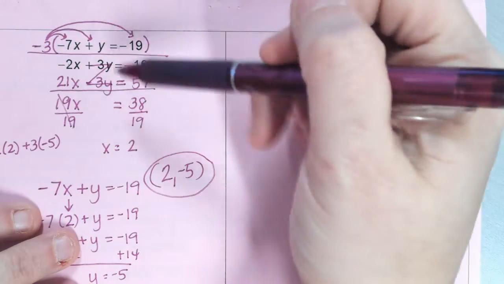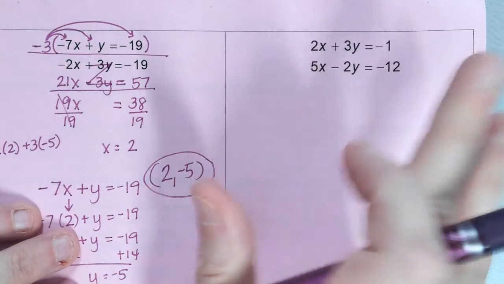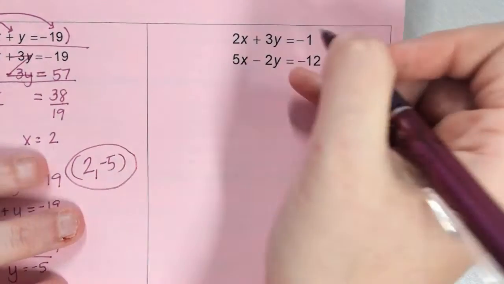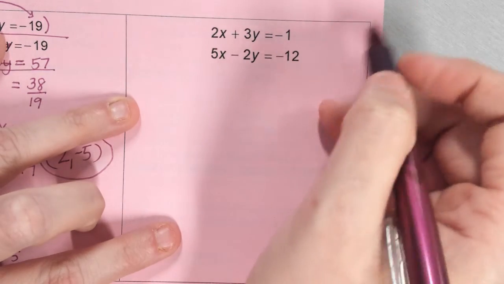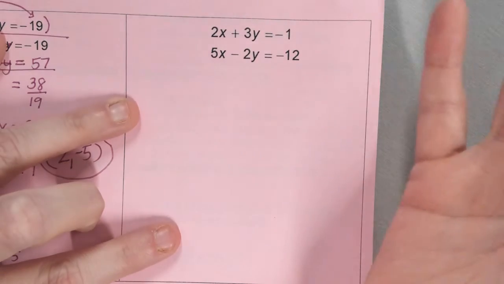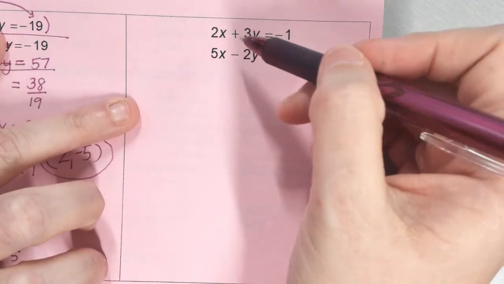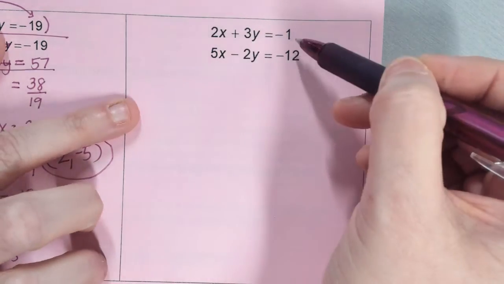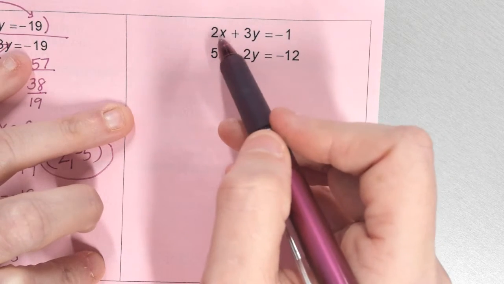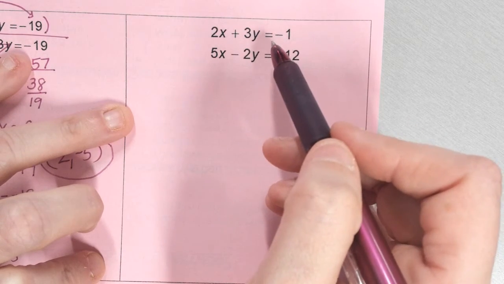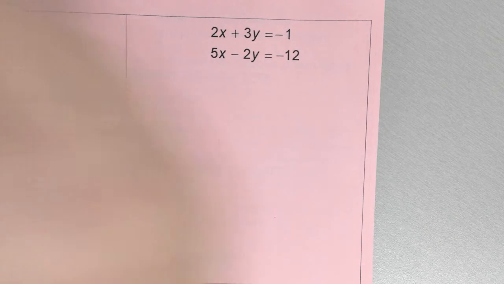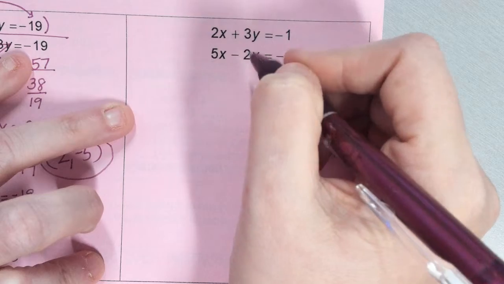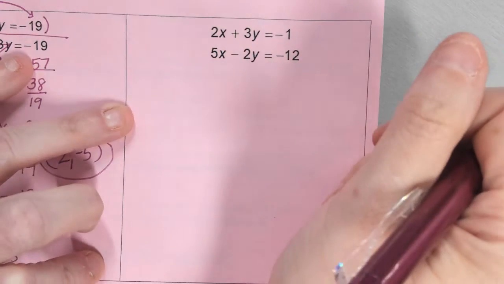Okay. The point is, I'm trying to get rid of a variable, not make more variables. So I'm sorry, go back to this one. We have 2x plus 3y equals negative 1, 5x minus 2y equals negative 12. I don't have the same letter anywhere, and I can't just multiply one row. Now, I could multiply this row by 2.5, but I don't want decimals. So in this case, I'm going to have to multiply both rows by something to make a zero pair.